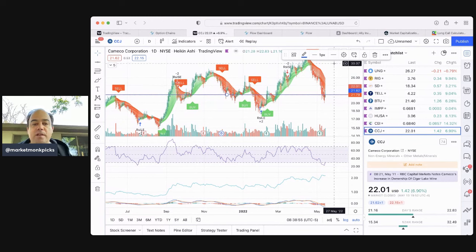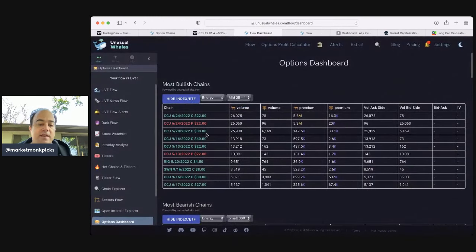Maybe it'll try to go to 30. Some of the bets here are that it's going to get to 30 and then it's going to go to 40. They're willing to put 600,000 on that idea. Okay, and you can see that here. So the mid cap energy, despite the big run that oil has been on, mid cap energy on Friday was dominated by CCJ.